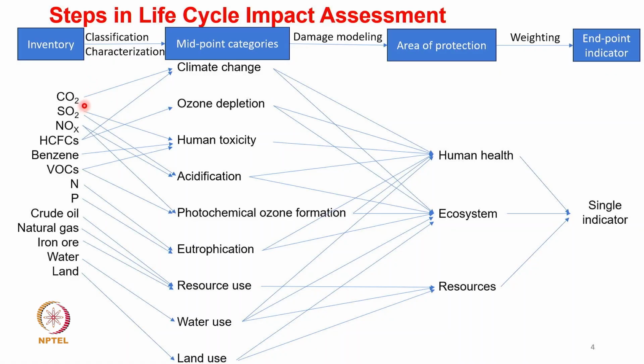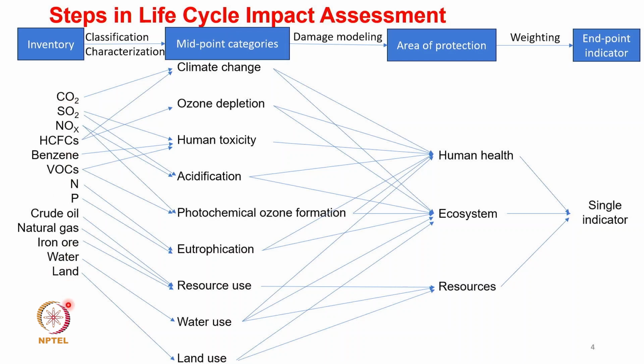Okay, and if you look, there is the inventory. We have a lot of things which we call the inventory, that includes gases like CO2, SO2, NOx, SOx, benzene, of course minerals like nitrogen, petrol, potash, crude oil, iron, gas, land, water, everything. Fine, and we would like to attribute them to what we call the midpoint category, which essentially means that, for instance, CO2 and HCFCs would result in climate change. HCFCs of course also result in ozone depletion. SO2, NOx, etc. would result in human toxicity. Some components would result in acidification. Then photochemical ozone formation, eutrophication, water use, resource use, and land use. So all of these components would result in one of these classifications, which we call a midpoint category.